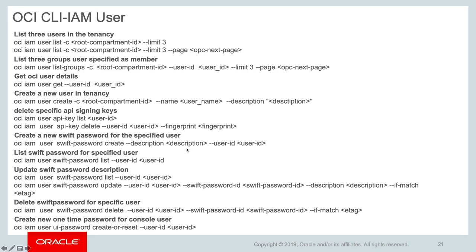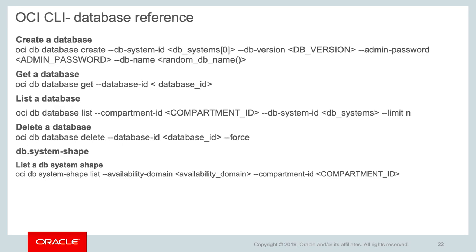It could be related to backups, where you might be generating this password. They use auth tokens. You can list the Swift passwords for any specified user, update the password description, or create a new one-time password for a console user. So there are several things you can perform on the command line when it comes to identity and access management.